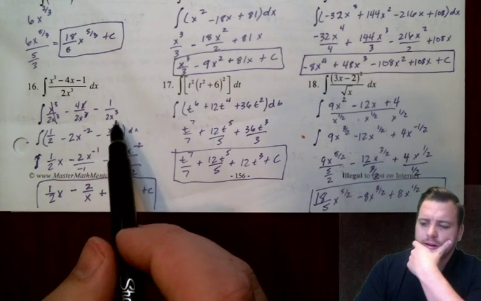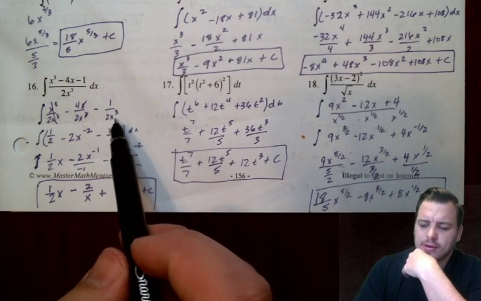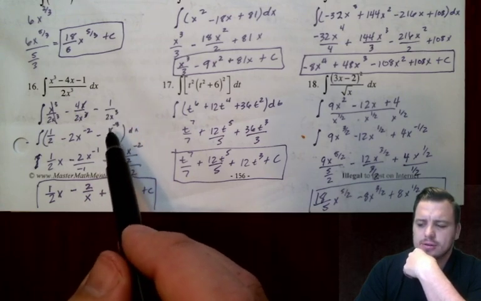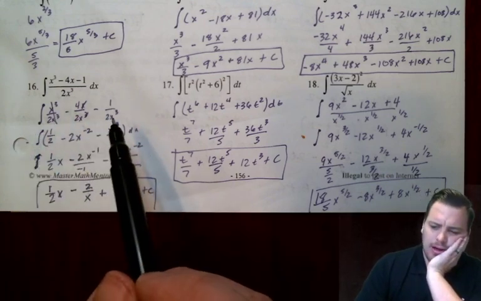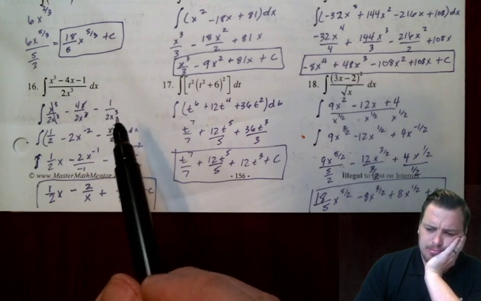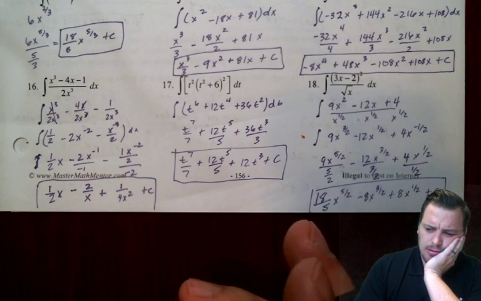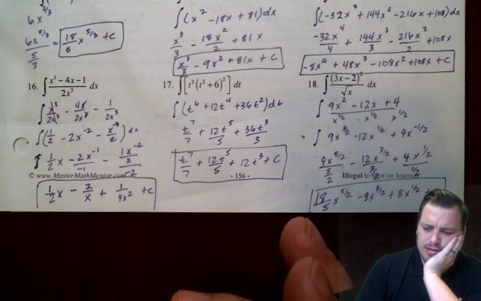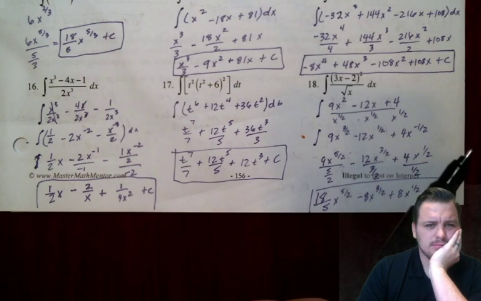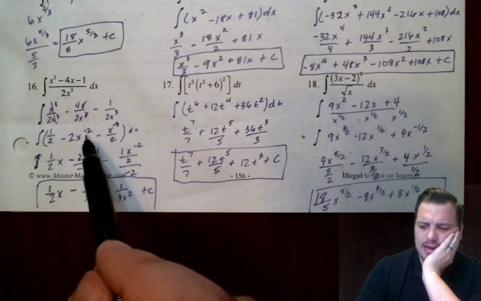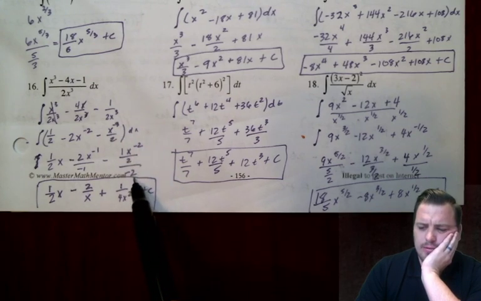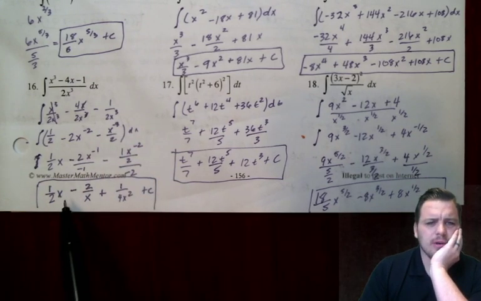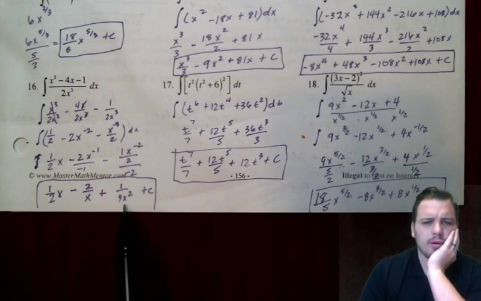And then over here, I can't mess with that. The only thing I can do is push the x to the negative 3 up, over 2. And then from there, I would integrate. So 1/2 x, add 1 there, that takes that to -1, put it over -1. That goes to -2, put it over -2. Simplify all that, you should get 1/2 x minus 2 over x plus 1 over 4x squared plus c.